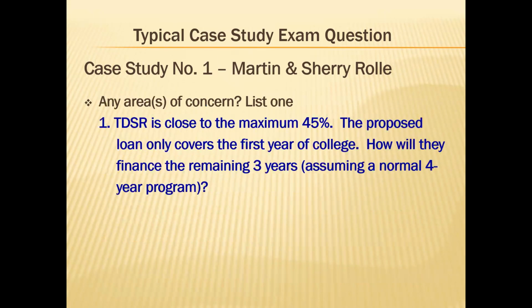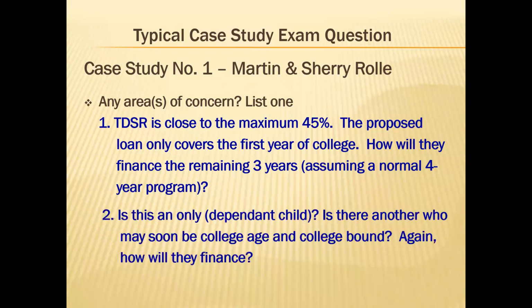Okay, so the first one is TDSR is close to the maximum 45%. The proposed loan only covers the first year of college. How will they finance the remaining 3 years, assuming a normal 4-year program? And then secondly, is this an only dependent child? Is there another child who may soon be college age and college bound? Again, how will they finance?